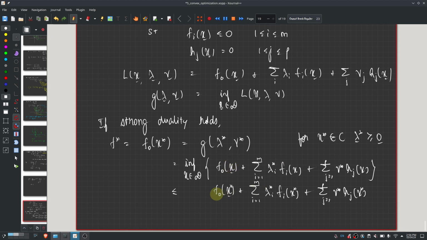But nevertheless, this is less than or equal to f0 of x star plus this particular quantity. Okay, but what is the last term equal to? It's equal to 0 because x star should satisfy the constraints. So h j of x star should be equal to 0. So the last term is anyway 0. What about these quantities? What can you say about these?